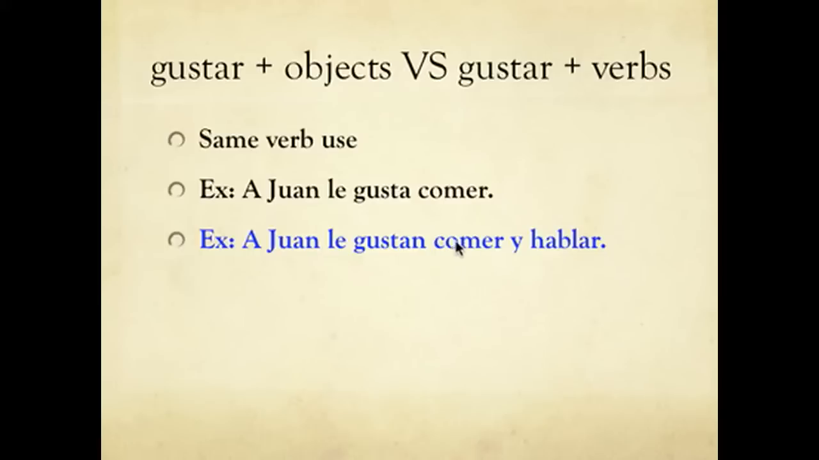Juan, he likes to eat and speak or talk. So if you ever want to talk about somebody liking to do more than one thing, you can just add it on. Just make sure gusta becomes gustan. So the Spanish way is eating and talking are pleasing to Juan. So it's pretty weird to say that in English, but that's the Spanish way of saying it. So anyway, keep that in mind. Gustan is for plural objects or for plural actions. So gustan can be used with verbs as well.